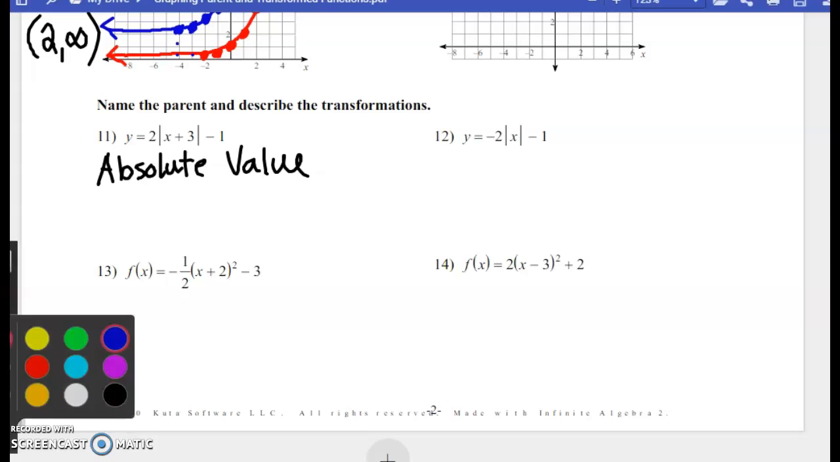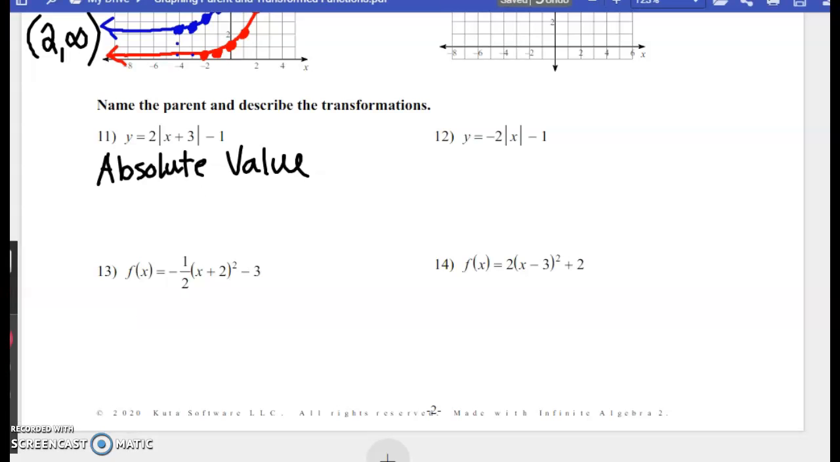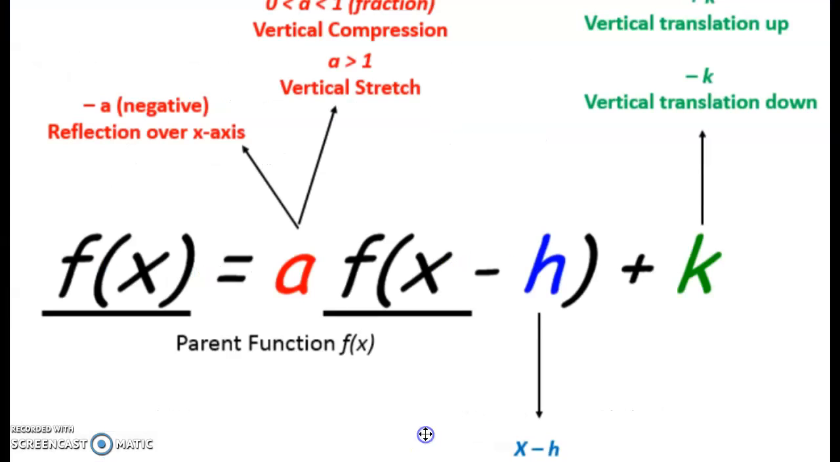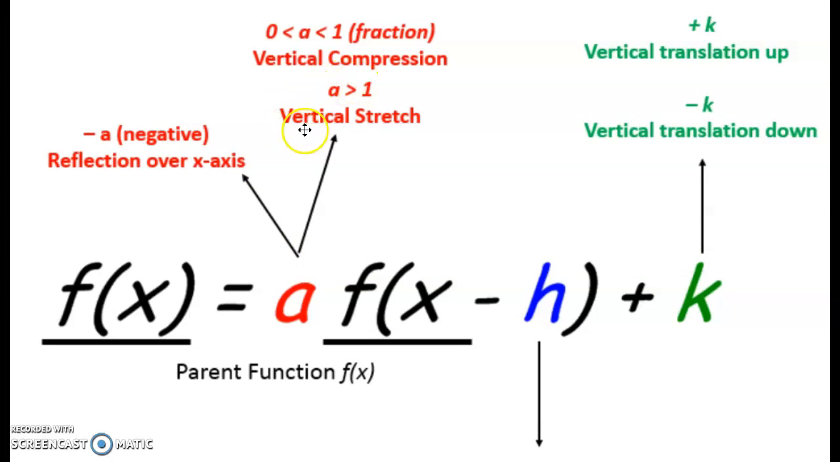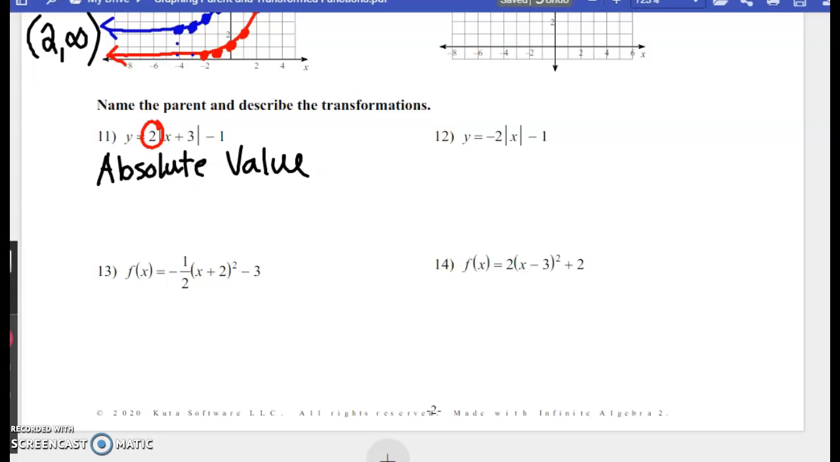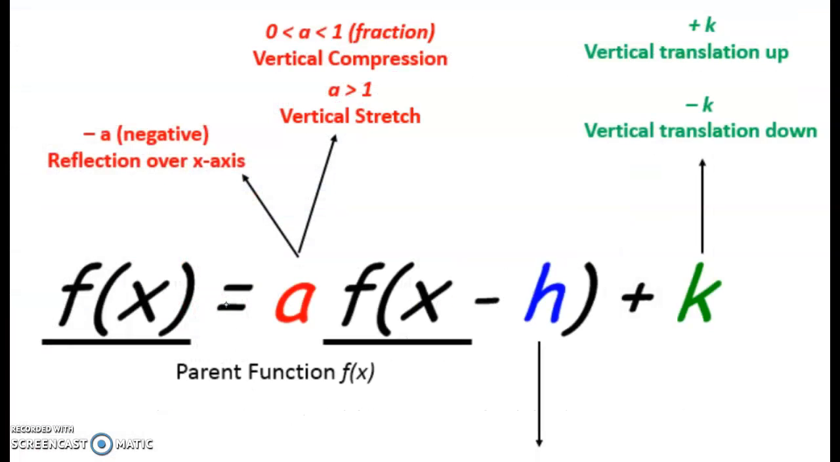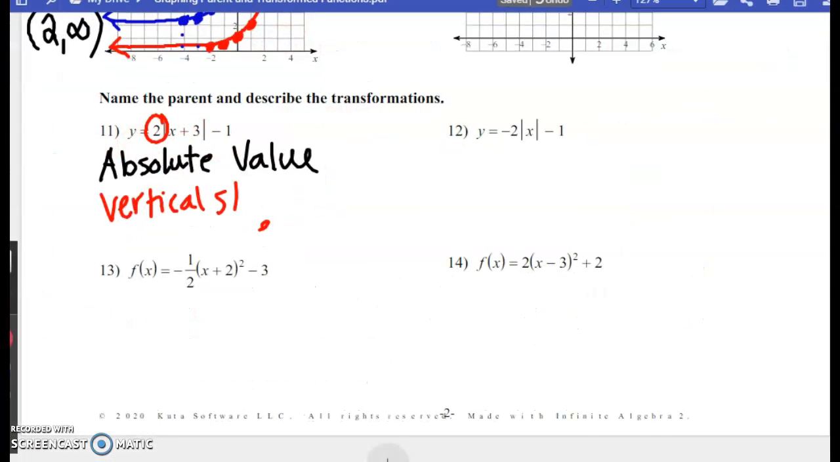That means everything else is a transformation. So the first thing I see that's different is this 2 in the front. And I'm going to go back to my old notes. So if I go back to the notes from transformations, and I go to my little cheat sheet right here, I see if there's a number in the front, if it's negative, it's a reflection. Well, ours isn't negative. Ours is a number bigger than 1, so that means we have a vertical stretch. So that 2 is a vertical stretch. Vertical stretch by a factor of 2.